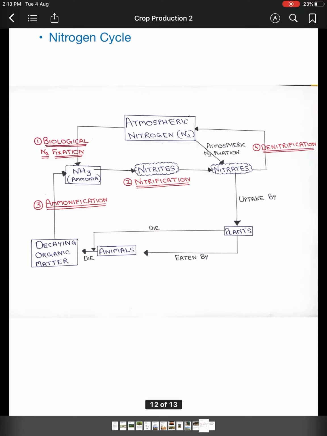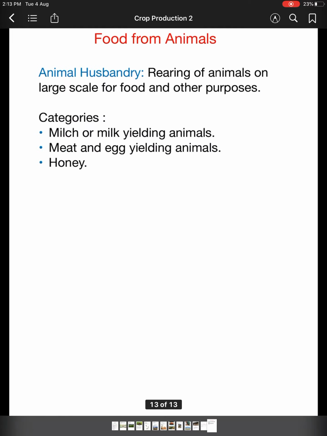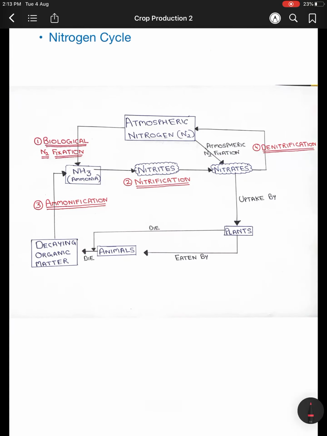Now next comes the nitrogen cycle. As you know, nitrogen is the most abundant constituent of air, that is 78%, but it can't be used as such by the living organisms. So we need to convert it into a usable form, and this fixing and releasing of nitrogen in the organism and environment is known as nitrogen fixation.